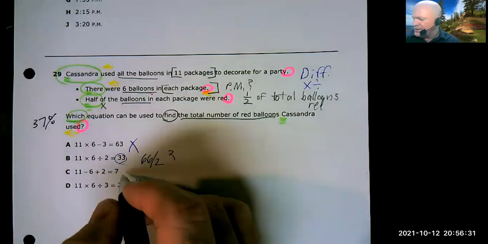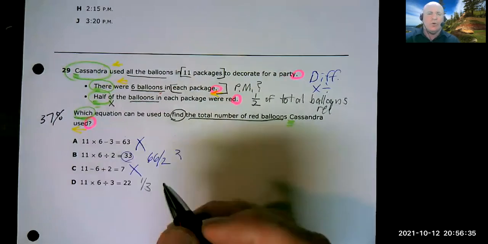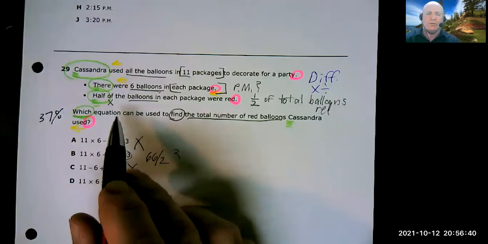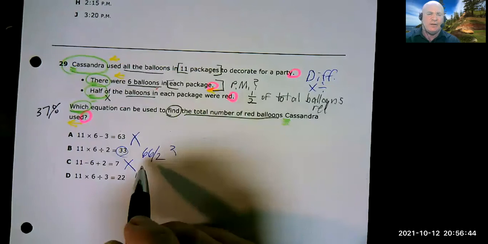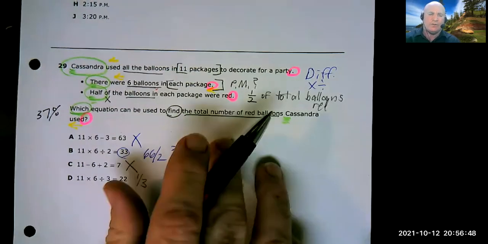And so if kids find something that's true, they're going to pick it, but they said, which equation can be used to find the total number of red balloons? That equation is not going to help you find the 33 red balloons that are in that package.